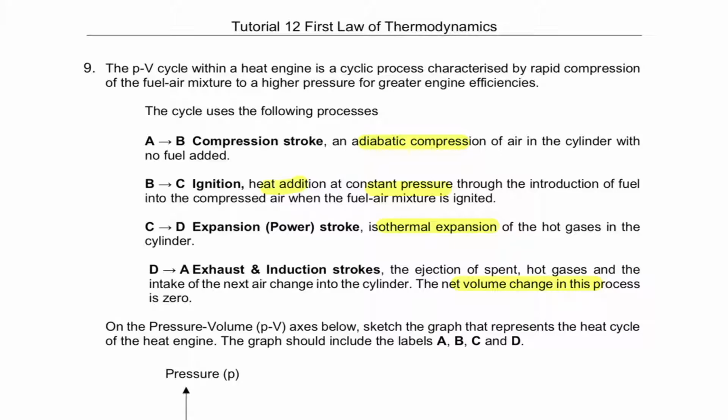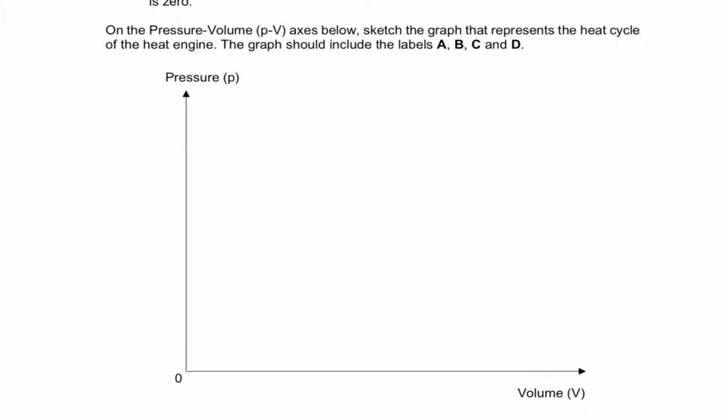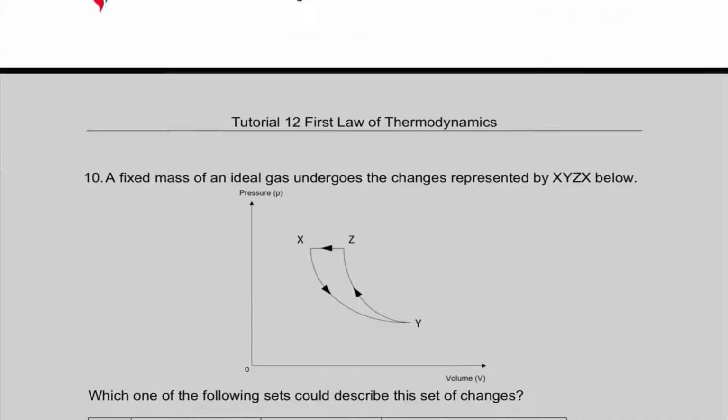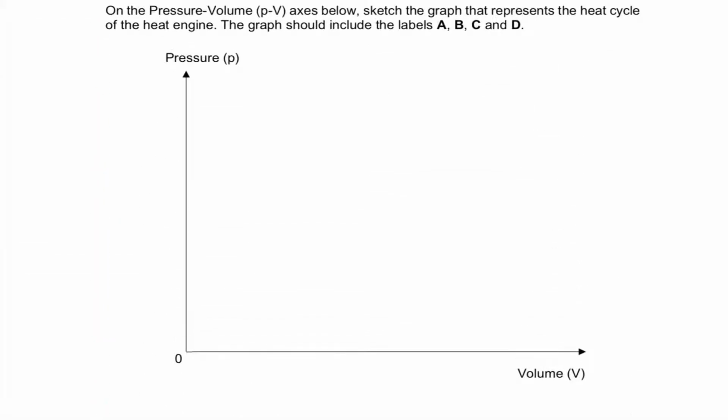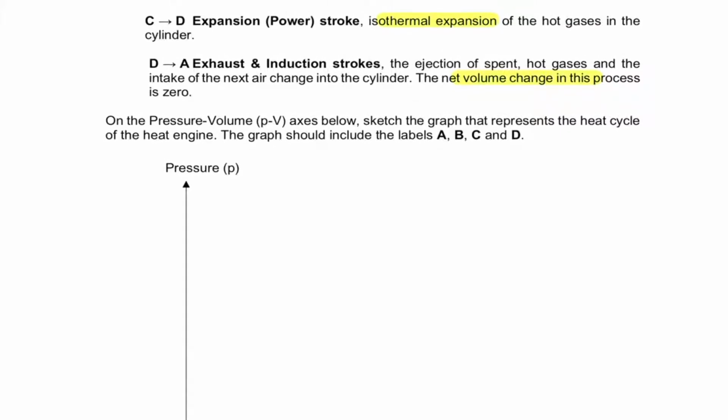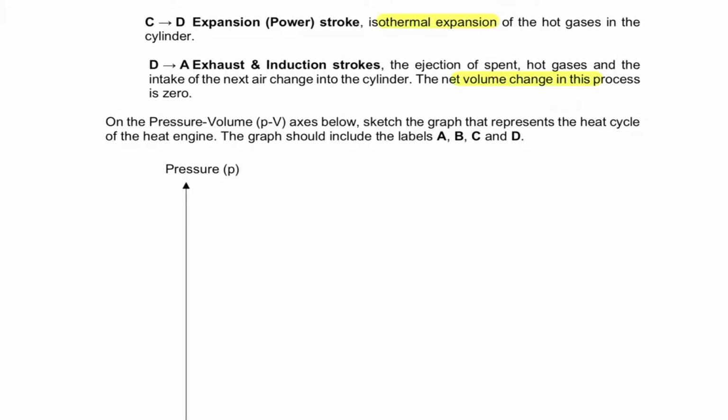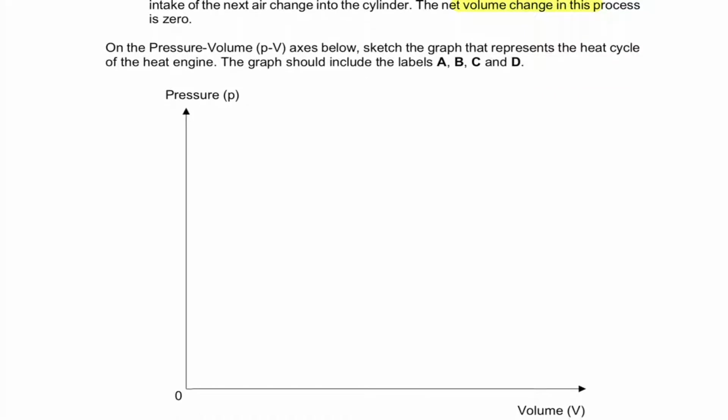Okay, so this one's a bit more complex. Let's just look at how we can do this. We're supposed to draw in the graph. Okay, let's look at this. Let's go down to here first. Okay, compression stroke. Adiabatic compression of air in the cylinder with no fuel added. Okay, let's start from one point here. Maybe just choose a nice starting point. Let's just choose here. I'm looking at the answer so I know I can start from here. Okay, so let's choose A here.